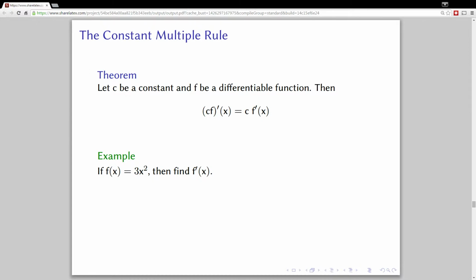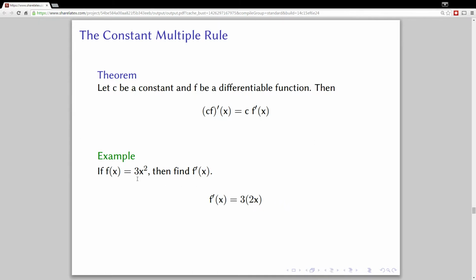Okay, so here's an example. Here I have a function f of x, and it's a constant, 3, multiplied by x squared. And I want to find its derivative. Okay, so here's what I do. This rule says just take the constant that you had, 3, and rewrite it because it's being multiplied by x squared, and then times by the derivative of x squared. So the derivative of x squared we already saw was 2x, and so that's it.